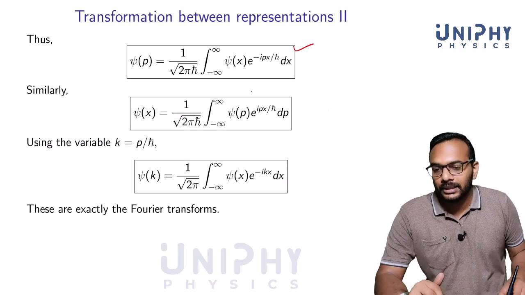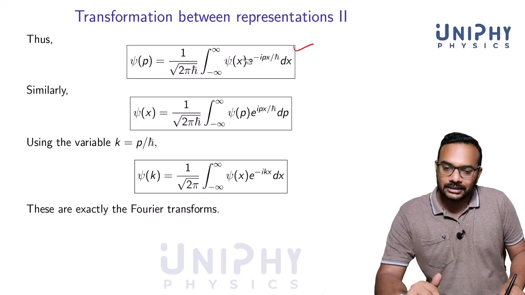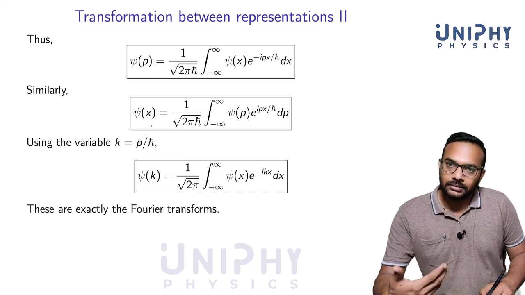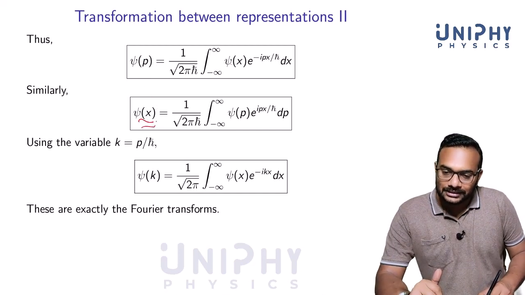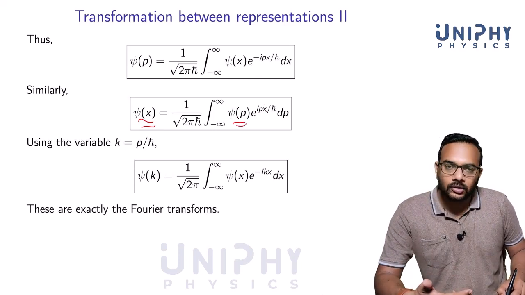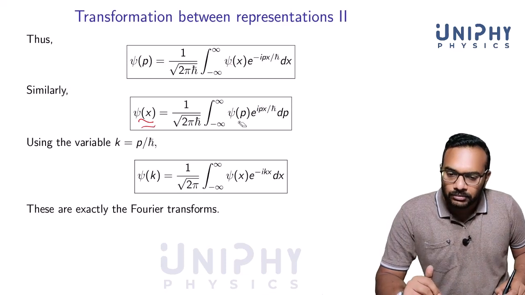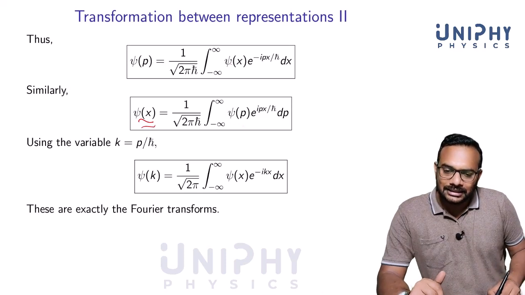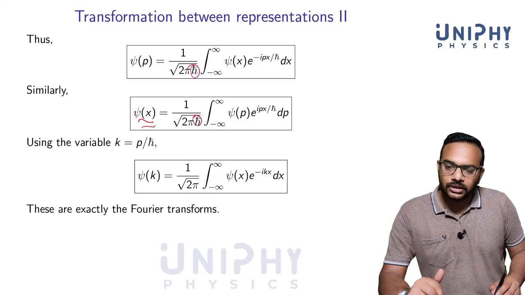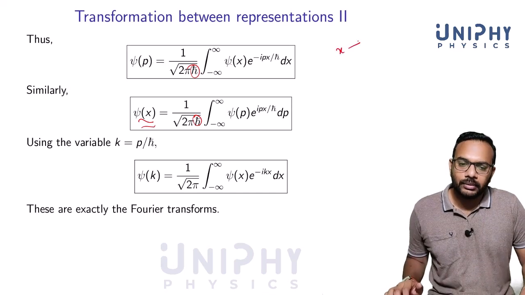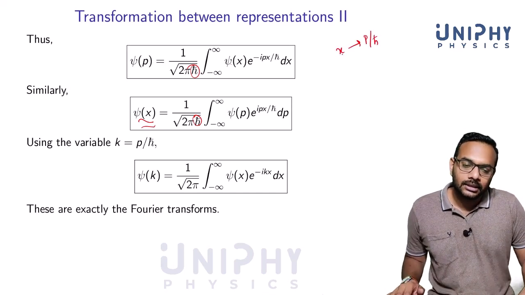So psi of p and psi of x are connected by this. This is a Fourier transform. By the same argument, you can show that psi of x can be obtained from psi of p. If this is a Fourier transform, you can call this an inverse Fourier transform if you like, but anyway, it's also a Fourier transform. And you see that there is this h cross appearing here. In the Fourier transform that you are familiar with, there is no h cross. The h cross appears here because we are going from x to the p representation, with p by h cross.